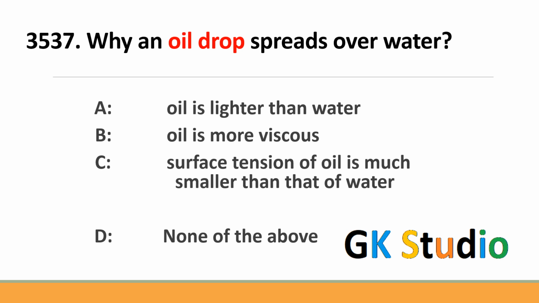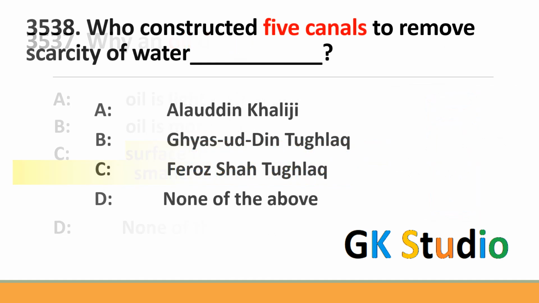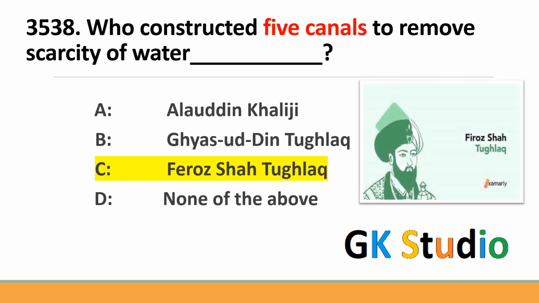When an oil drop spreads over water, the extension of oil is much smaller than that of water. Who constructed 5 canals to remove scarcity of water? Firoz Shah Tughlaq constructed 5 canals to remove scarcity of water in the subcontinent.